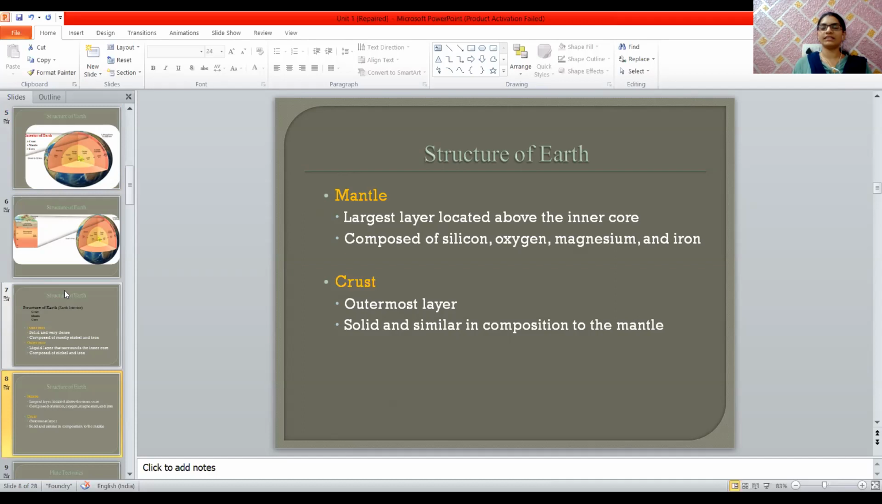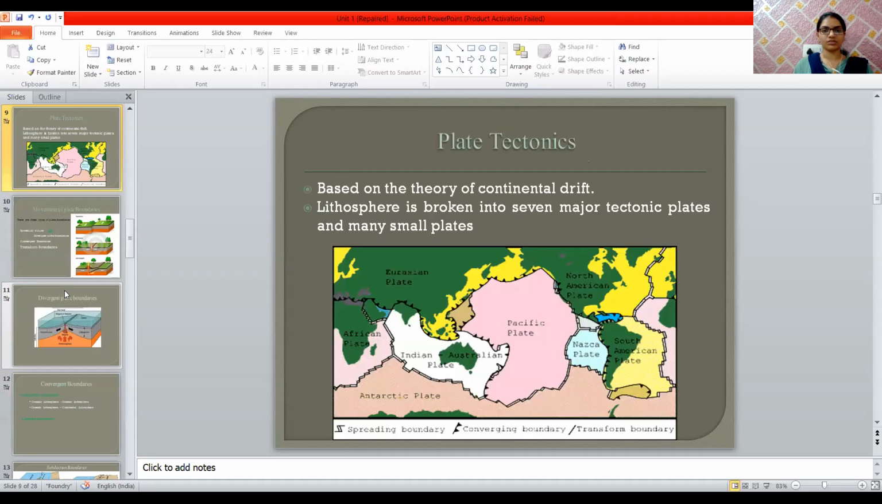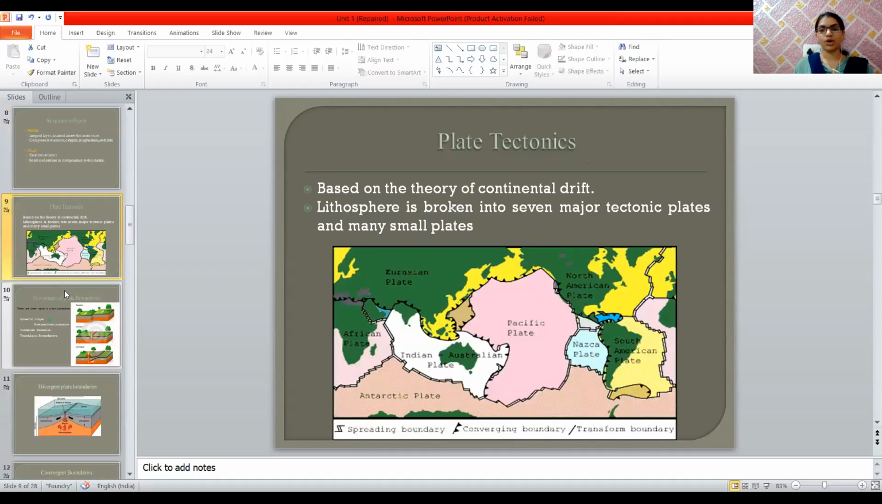And now we are discussing the plate tectonic theory. What do you mean by plate? These are the plates, like Pangea, the Indian plate, the continental plate, the South Indian plate, and the Australian plate. In this diagram, we are seeing the various types of plates in general.